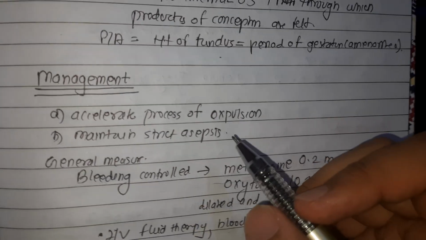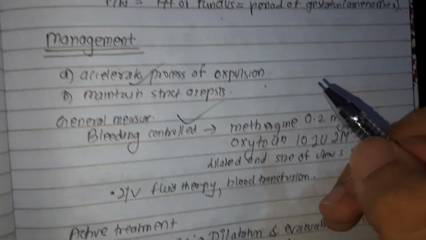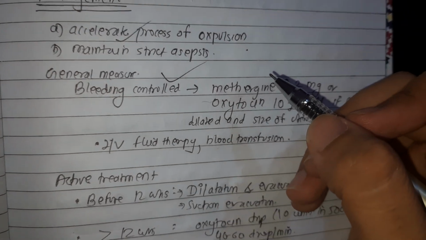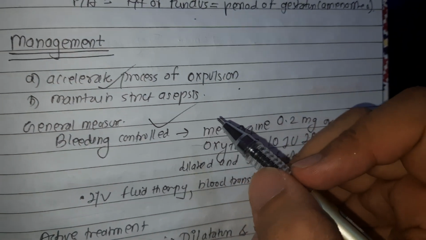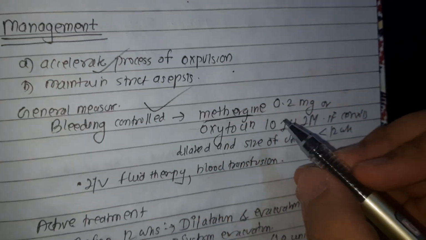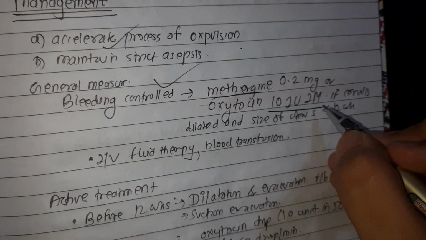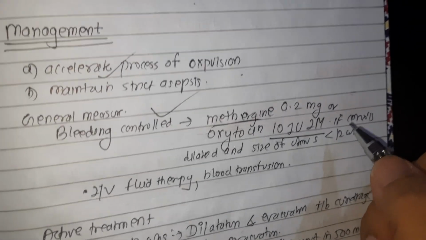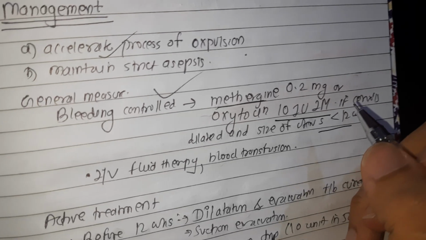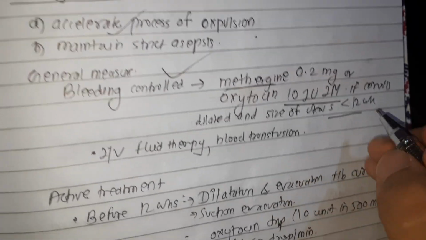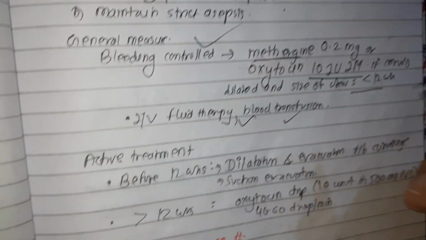And the management is aimed at accelerating the process of expulsion and maintaining strict asepsis. We have to accelerate the process and maintain strict asepsis. The general measures include that excessive bleeding should be promptly controlled by administering methergine 0.2 milligram or oxytocin 10 international units intramuscular if the cervix is dilated and the size of the uterus is less than 24 weeks. The blood loss is corrected by IV fluid therapy and blood transfusion.